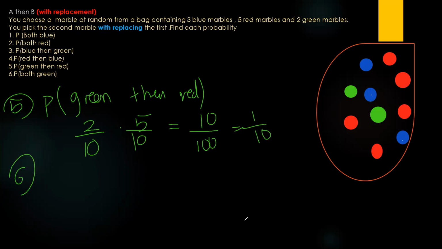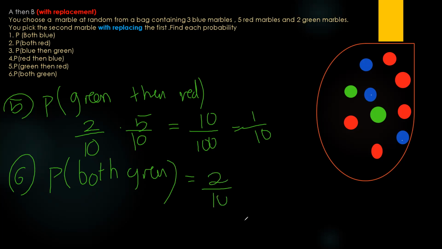The last one, the probability that both of them are green. Both of them are green with replacing, sorry, they will be 2 over 10 times 2 over 10, which will be 4 over 100 or 1 over 25.